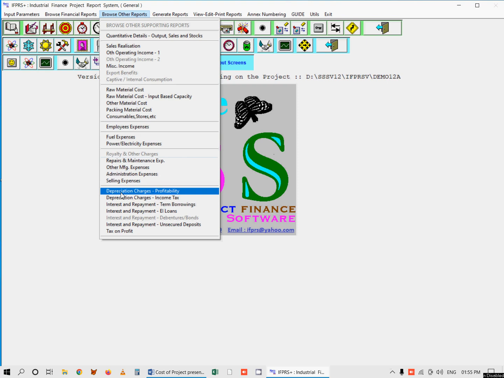Depreciation workings for profitability purposes and as per IT Act. Interest and repayment for each of the term loan, equated loan, etc. And then report on tax on profits. Important: every figure will be fully explained in supporting reports, and how it is arrived at, through which math function, as plus, minus, multiply or divide.